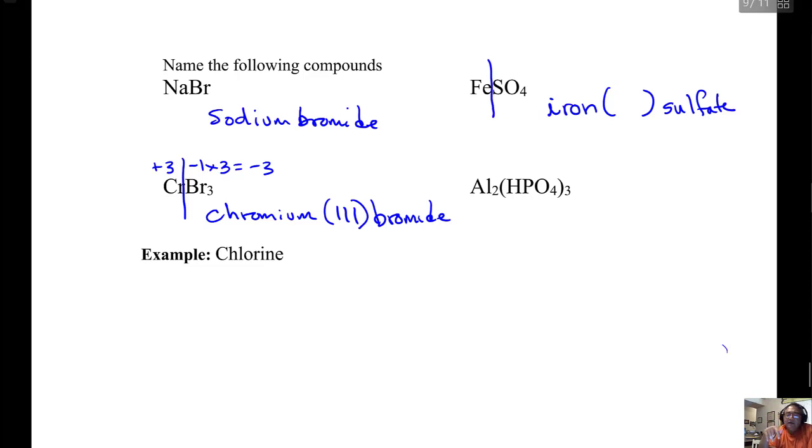I'm going to pause the video. You look at the charge on the right, and remember, it's sulfate. You have to look that charge up, and then you have to balance that with the charge on the left. Okay, so sulfate is 2 minus. That means the iron has to be 2 plus. And so now it's iron 2 sulfate.